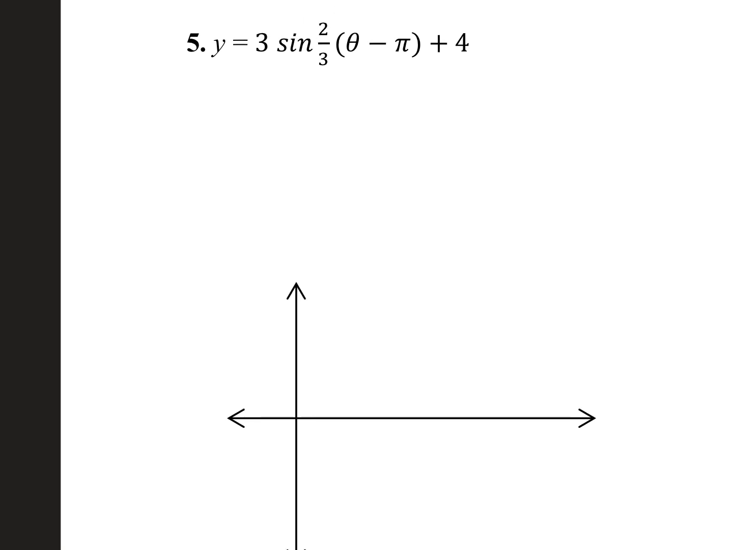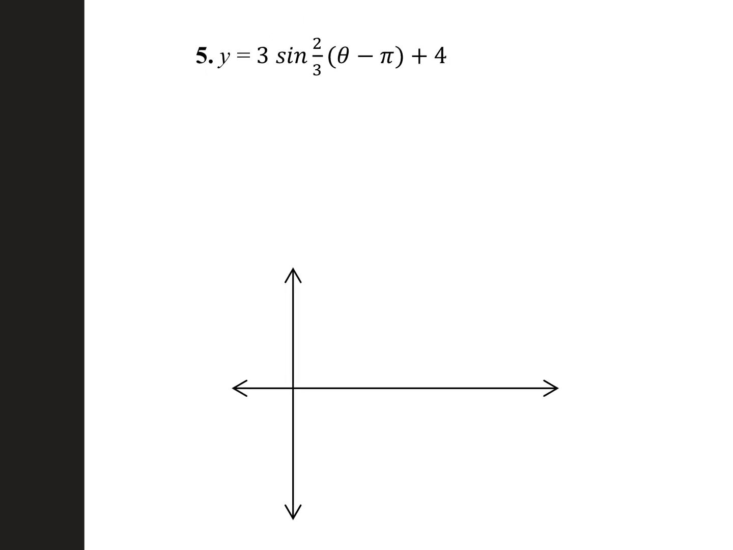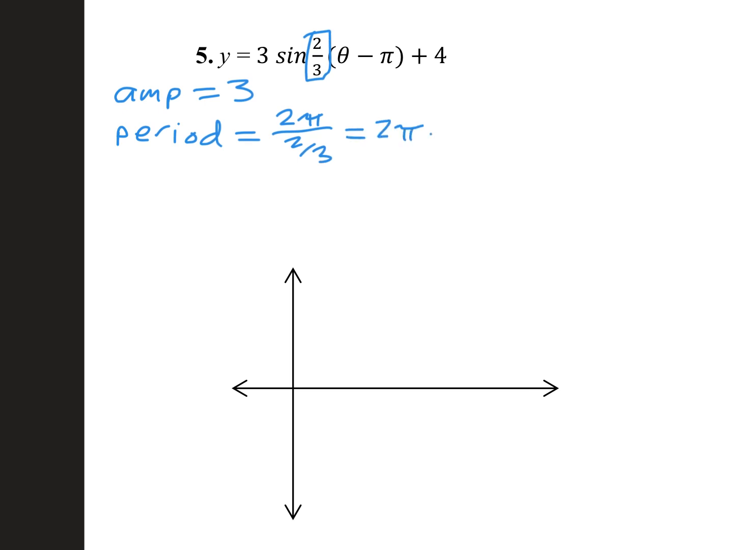All right, number 5, that one finally has a vertical shift. So let's go in order. The amplitude is the absolute value of 3, so 3. The period looks like they want radians for this one, so it's going to be 2 pi divided by 2/3, which is the same as 2 pi times 3 over 2, which is 3 pi.